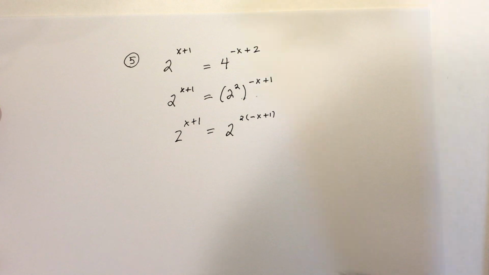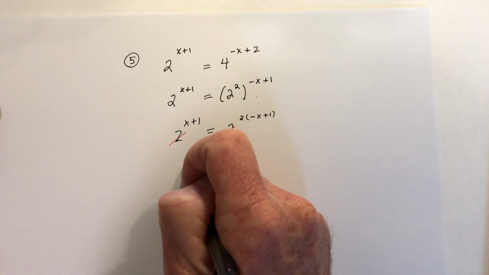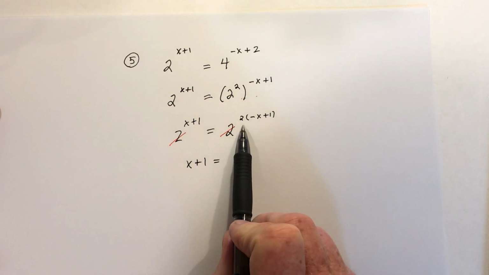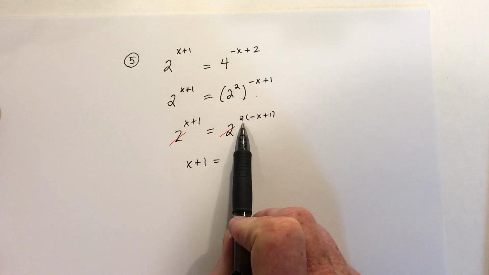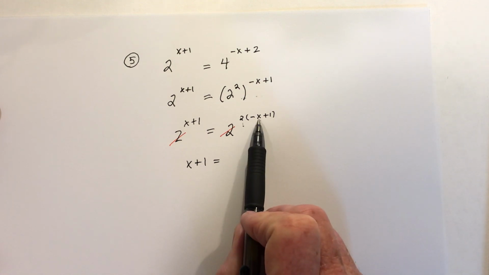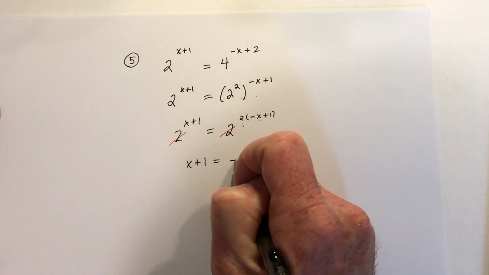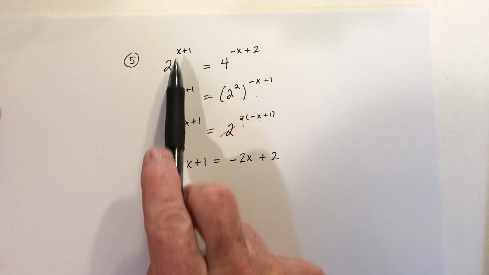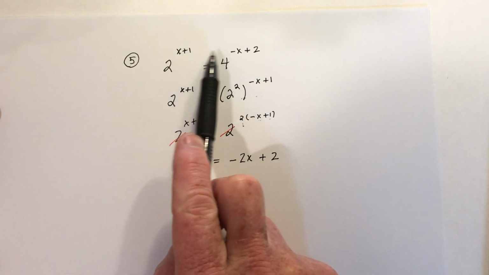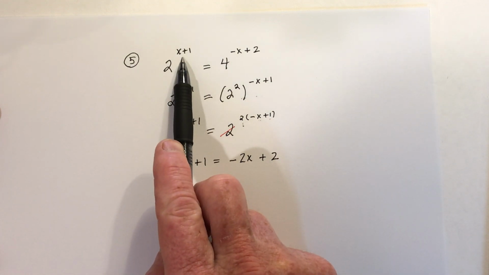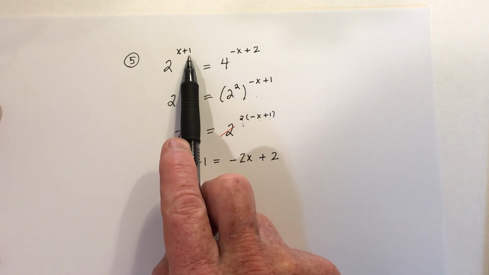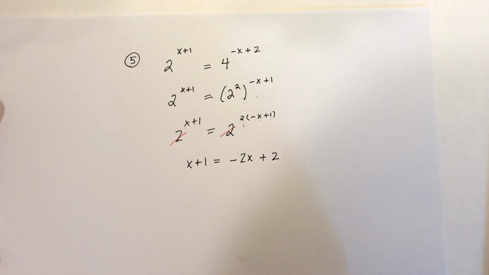And now that the bases are the same, we don't need them anymore. So we can just say that on the left side, x plus 1 equals, on the right side, I'm going to go ahead and multiply it out. So there's going to be negative 2x when you multiply these two, and then plus 2. And by the way, when you're dealing with exponential functions, these exponents could be any number: positives, negatives, fractions, decimals, anything. So if we get a negative answer, that's perfectly fine.